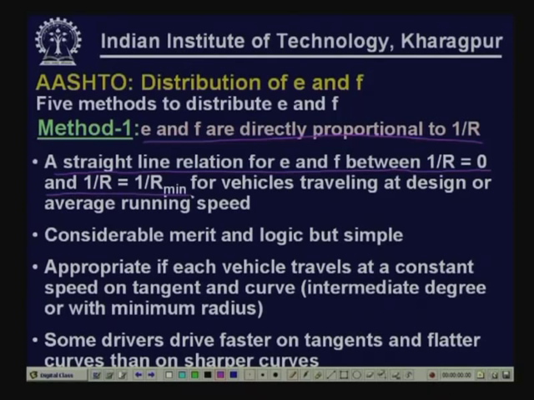This R minimum is nothing but the radius of the horizontal curve, and initially 1 by R equal to 0, because here R is infinity, or basically it is at the tangent point. And a straight line relationship for vehicles traveling at design or average running speed. Carefully observe this part. This indicates a straight line relationship for E and F for vehicles which are traveling at design or average running speed.